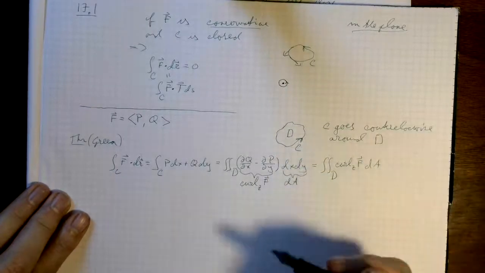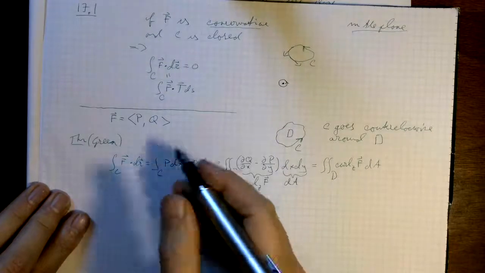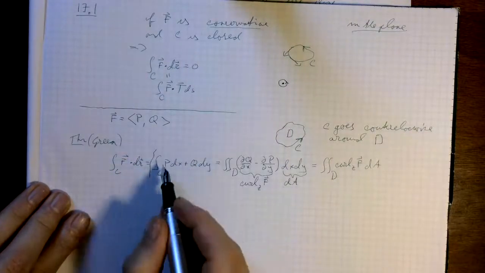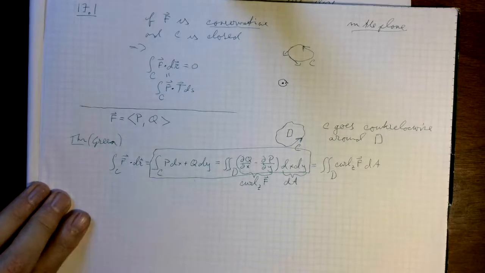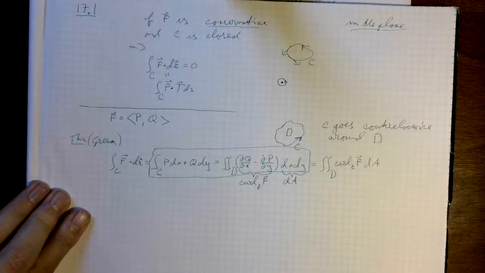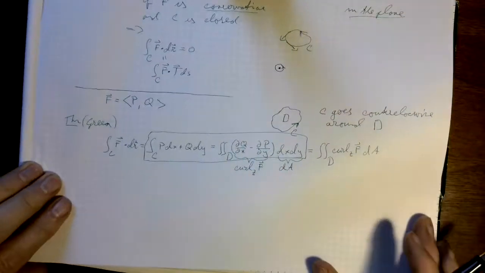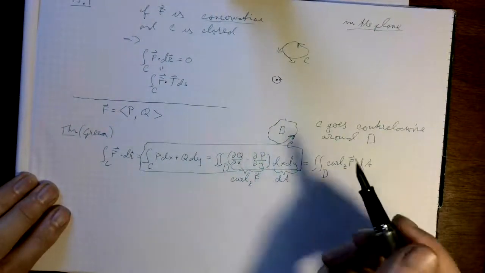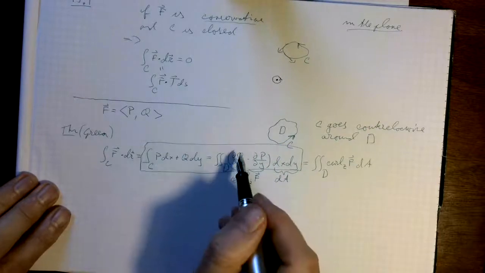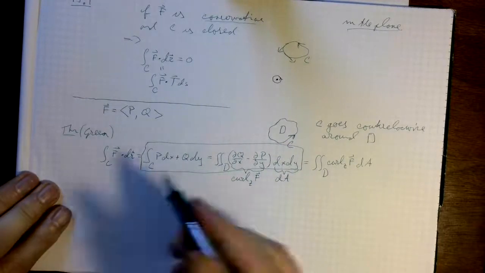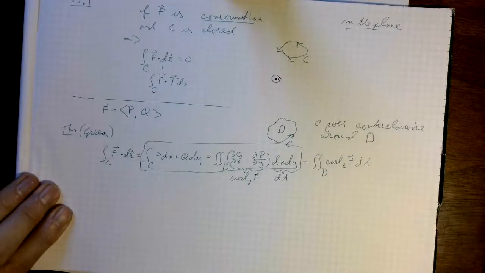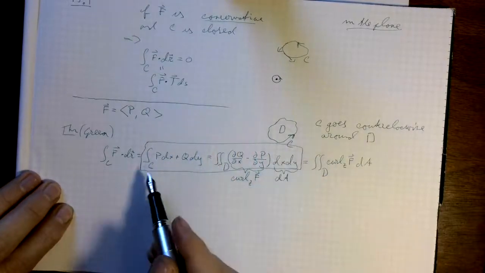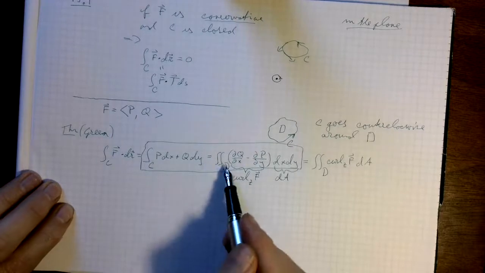But this equality, that's really what Green's theorem is. That works for any vector field. It doesn't have to be conservative. Well, if it's conservative, it's kind of trivial. This is 0, right? So here it's more. You can compute this path integral using this double integral.